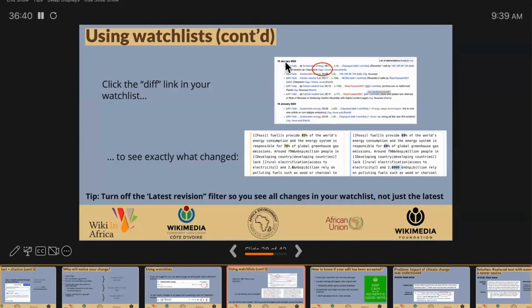that says diff, you'll see exactly what changed, what was there before and what was after. Okay, and this really is how we review every change to Wikipedia, or how we can review every change to Wikipedia. We look at the difference between two versions of the article.